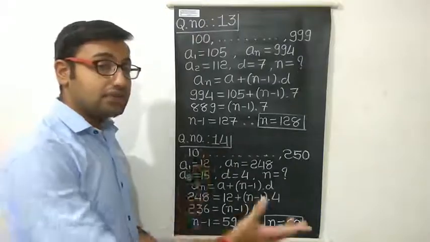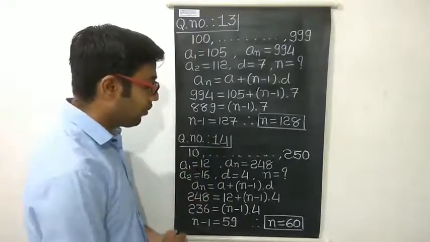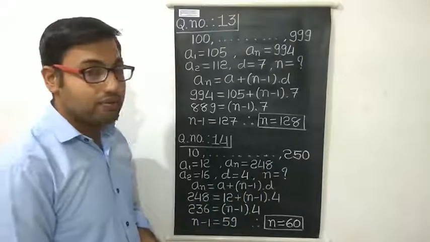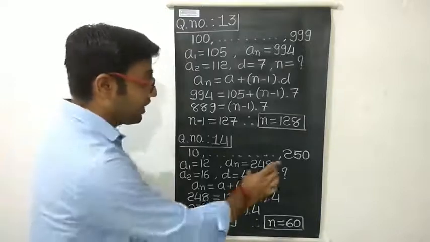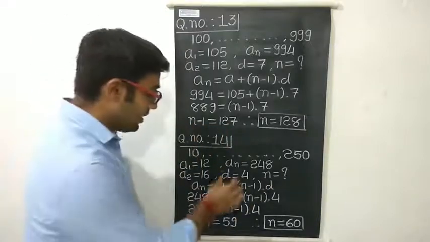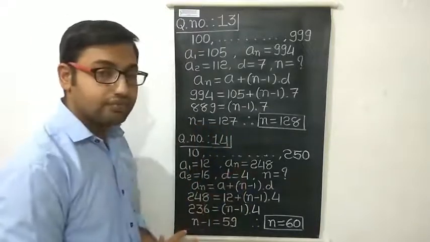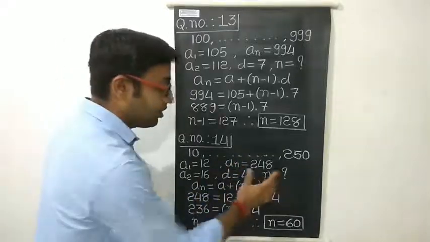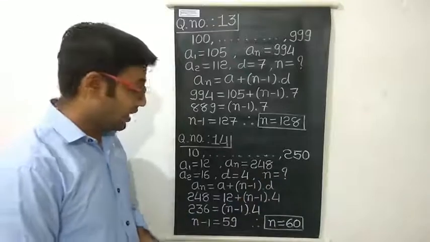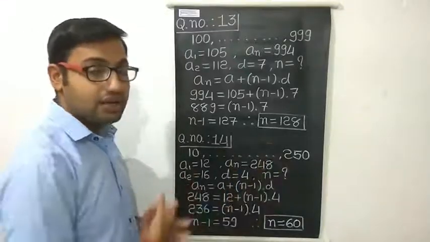And which is the last term which is divisible by 4? 250 is not divisible by 4. 249 is not divisible by 4. 248 is divisible by 4. So let us call it an. Right? That is the last term, an. So what do we have to find out? The value of n, that is, how many numbers are the multiples of 4.